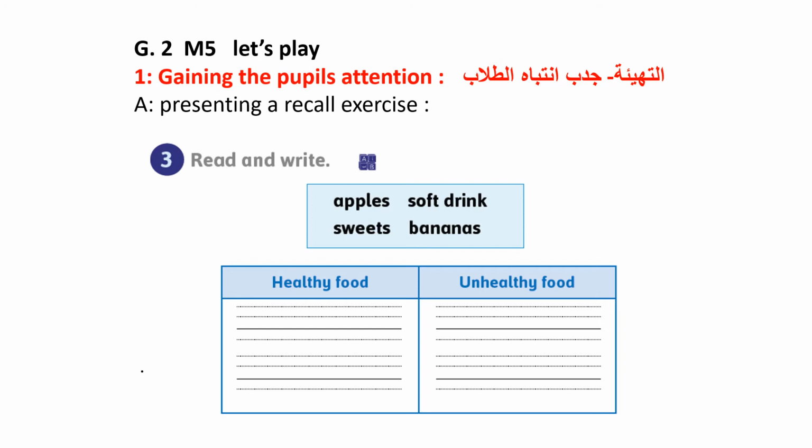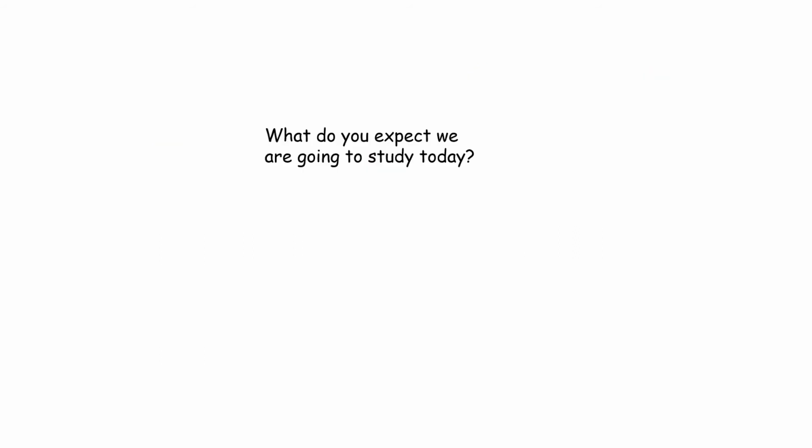This will be a cool exercise. Read and write. Healthy food and unhealthy food. Number 1, healthy food such as apple and banana. Very good. Unhealthy food are the following: soft drink and sweets.